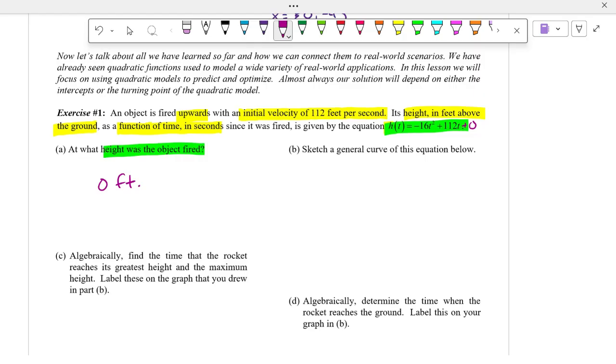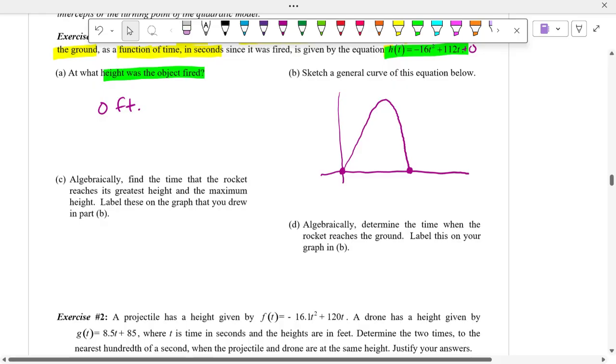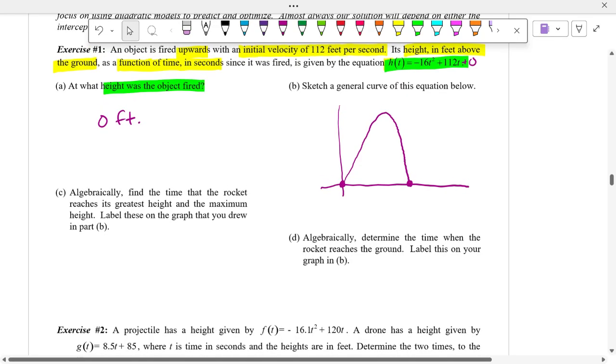So if I sketch this curve, we only care about if it's positive, so I'm only going to do it within the first quadrant. We're saying that it launched here, and it went up, up, up, peaked, and then came right back down and hit the ground. And we don't know where it hits the ground yet. All right.